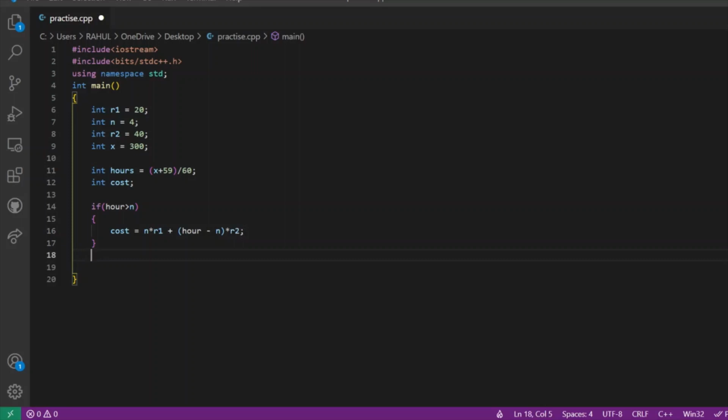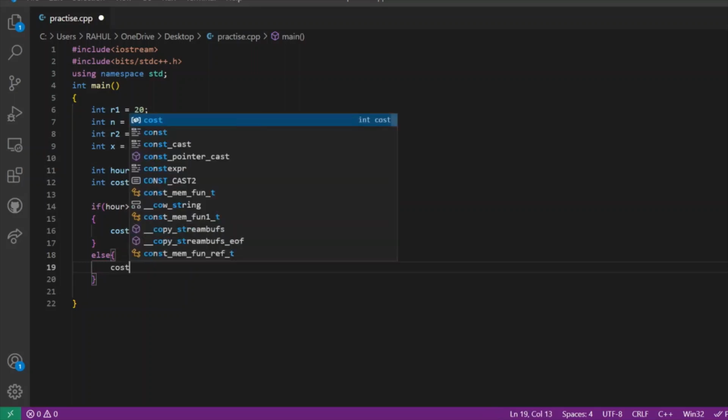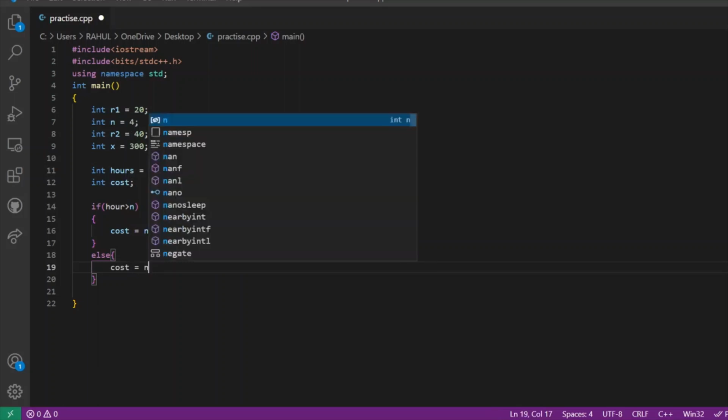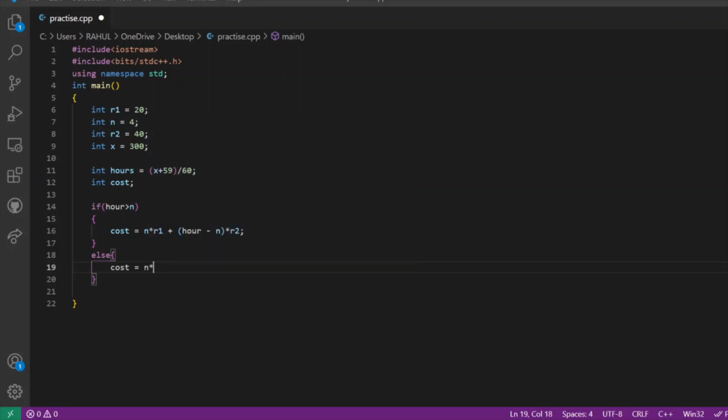So this is how we will calculate in the case where our R value is greater than N. That is, the total time that we have traveled is larger than the initial time given to us, that is N. Otherwise, if the initial time given to us is greater, in that case we will just calculate the cost in this way. We will not do subtraction because we will not be left with other values. So we will do N into R1.